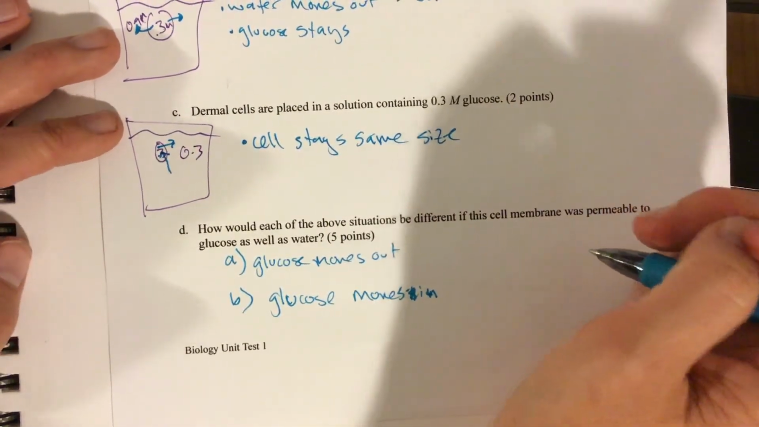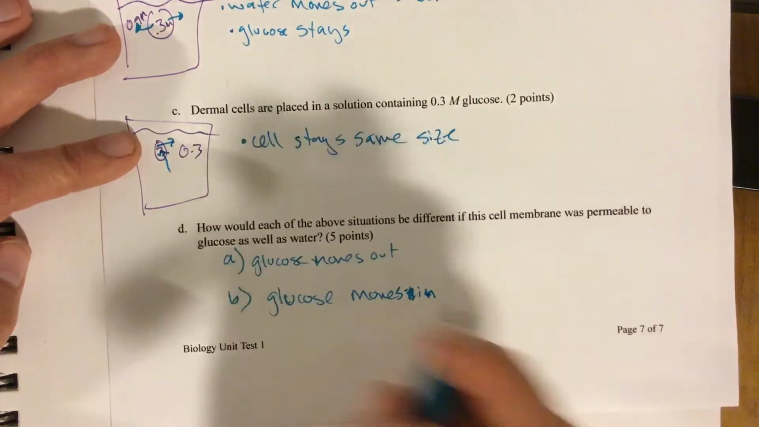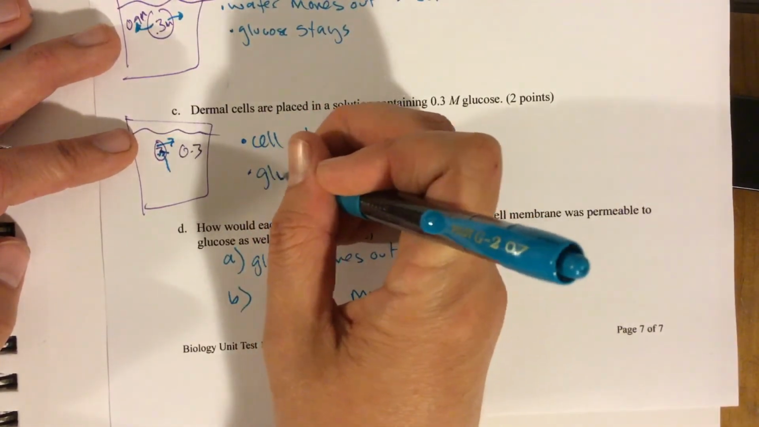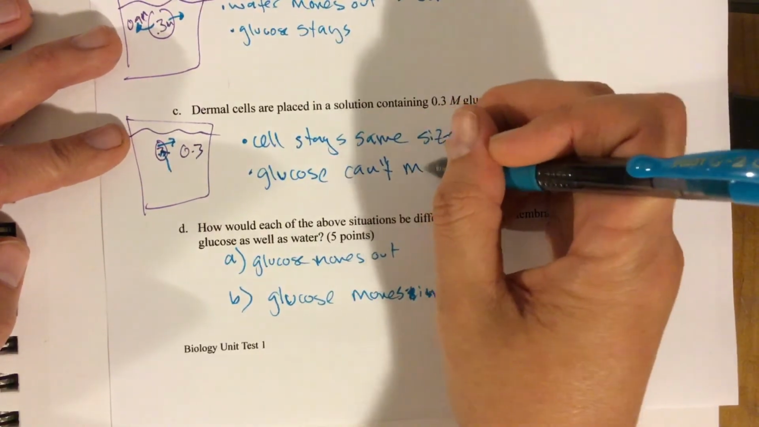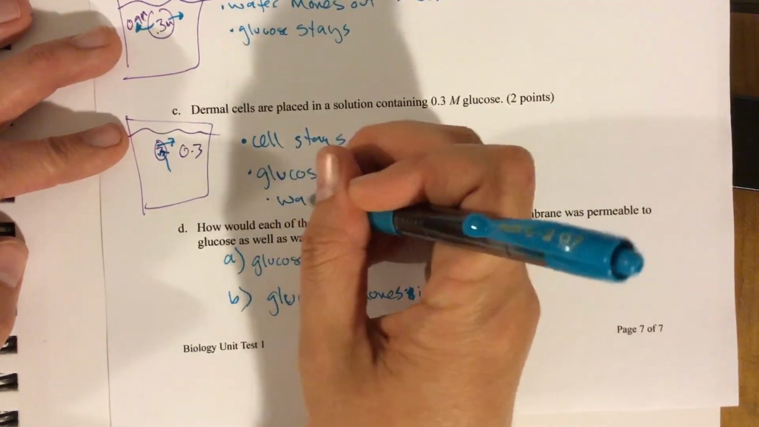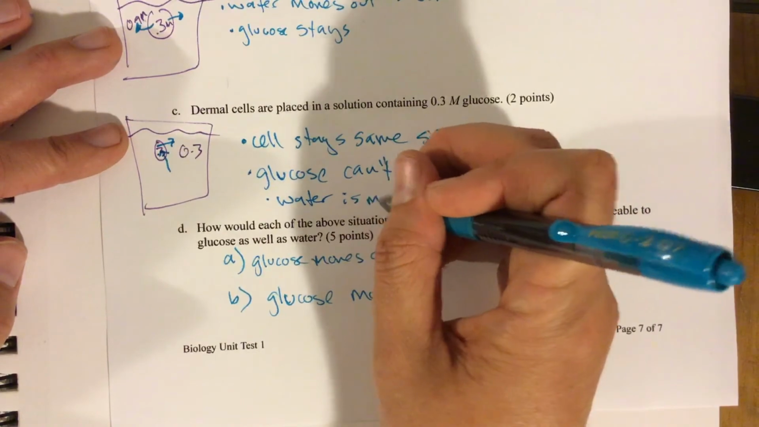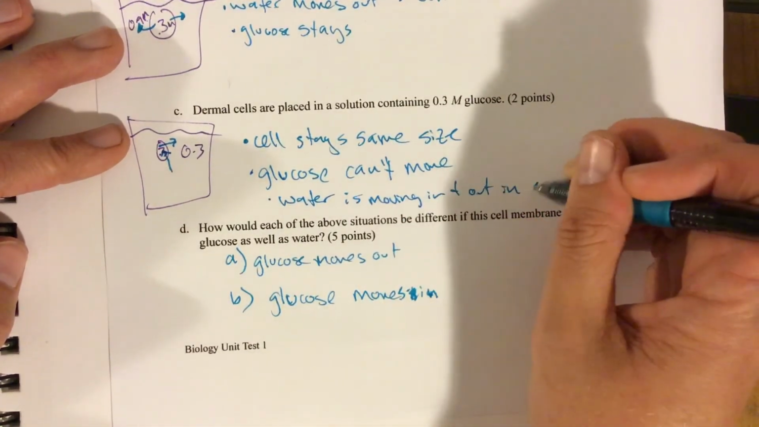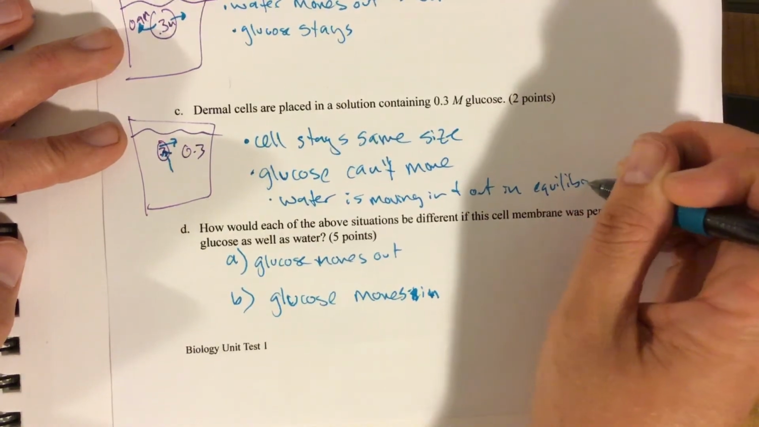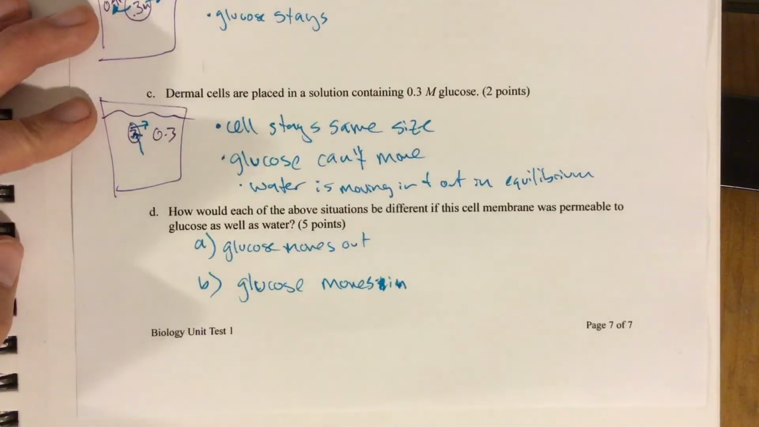Okay, and again, glucose cannot move. And really, water is moving in and out in equilibrium. Moving in, out, in, equilibrium. But if you just said it stayed the same, that was fine.